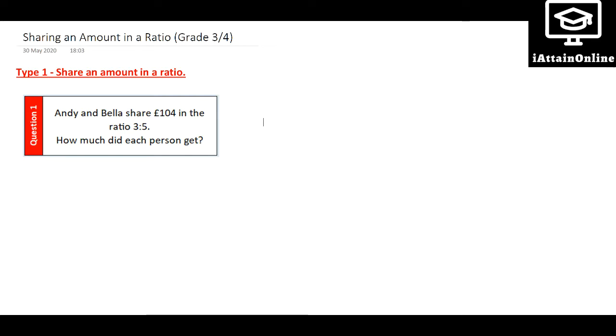So the first thing you need to realise is that the 2 names and the 2 numbers in the ratio are in the same order. So this means that Andy would get 3 parts and Bella would get 5 parts. When doing these sorts of questions, the first thing I always suggest doing is writing out A for Andy and B for Bella. And I'm going to put the ratio, the colon in between it as well. And then underneath, line everything up. The ratio we're given in the question is 3:5.